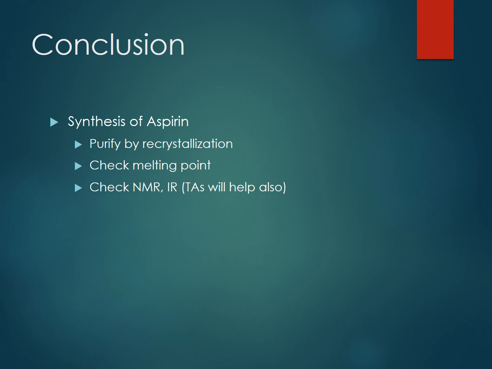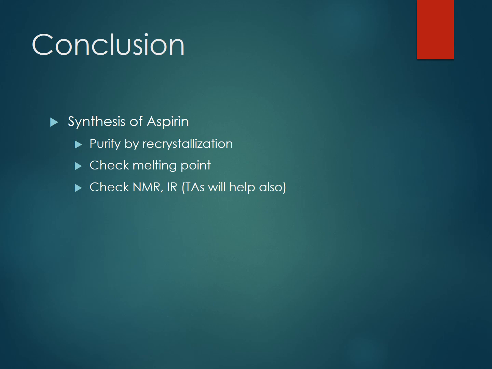So to conclude this presentation, you're going to be conducting the synthesis of aspirin, also known as acetylsalicylic acid. You're going to follow the procedures that are in your lab manual. There shouldn't be any changes from what is written in there. You're going to purify that by recrystallization. After you've done the recrystallization, you're going to check your melting point, and don't forget you're going to compare your crude versus your recrystallized. We are going to add in NMR and IR, and your TAs are going to walk you through that. That is not something that is in the manual.